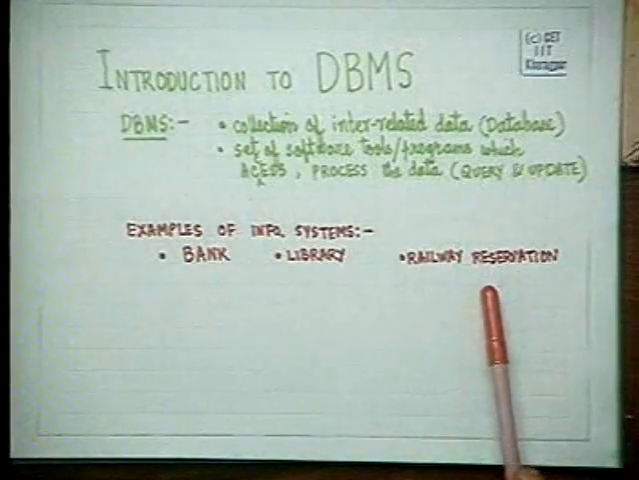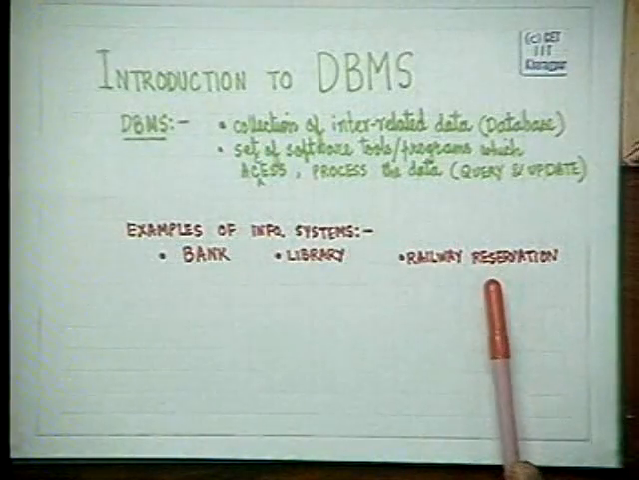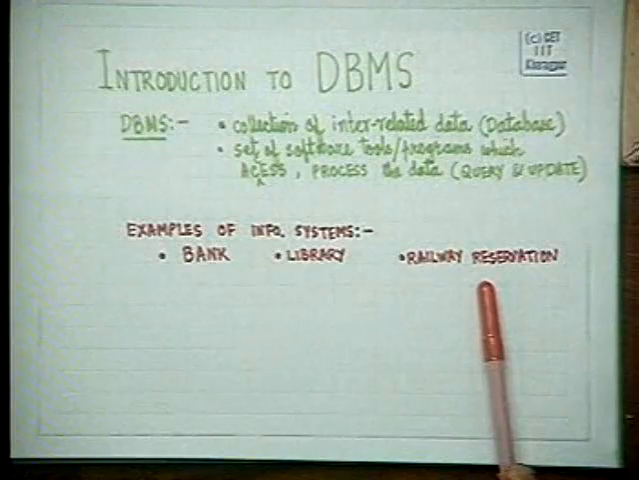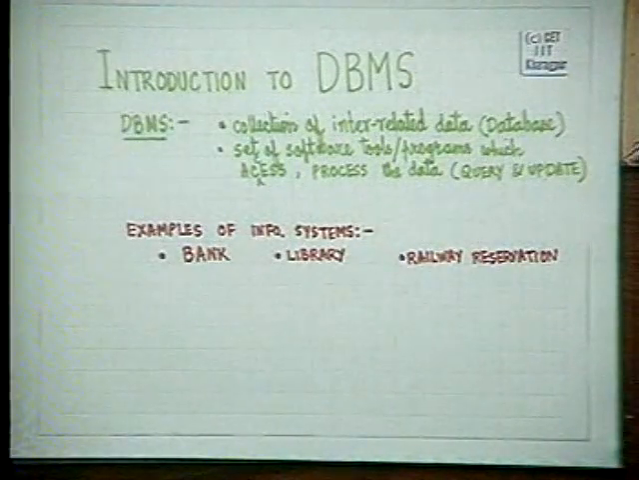You can imagine the number of people using it and the number of types of people using it. In all three of these examples, and especially in the railway reservation system, the key idea is that more than one user is simultaneously using that same data.